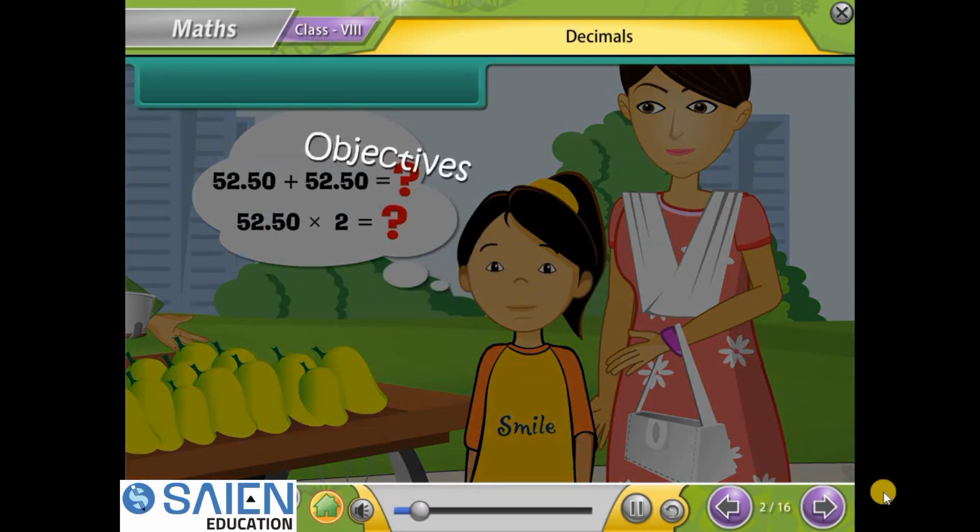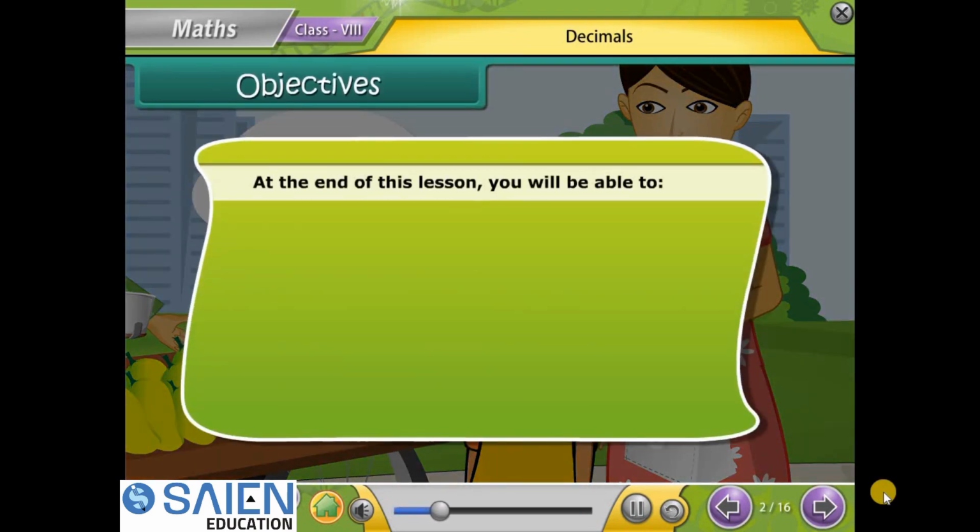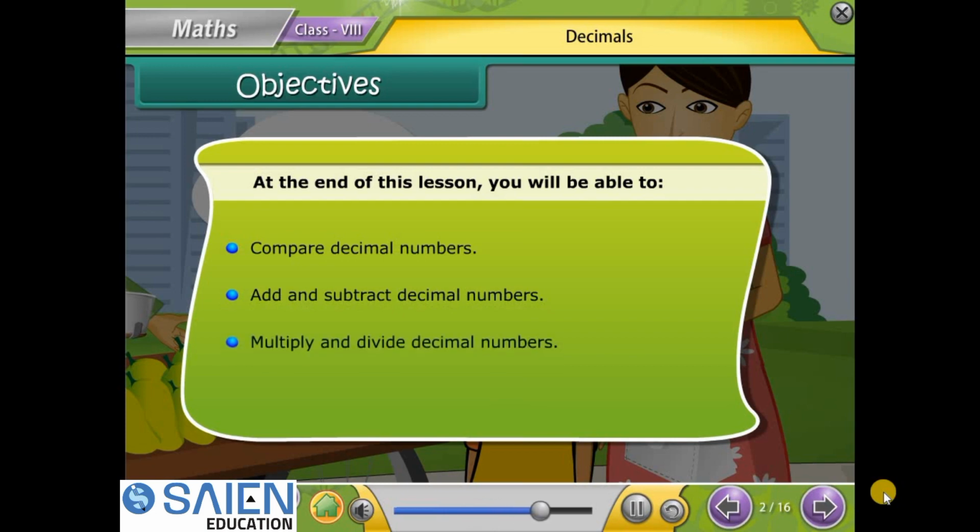Objectives. At the end of this lesson, you'll be able to compare decimal numbers, add and subtract decimal numbers, multiply and divide decimal numbers, solve the word problems based on decimal numbers.